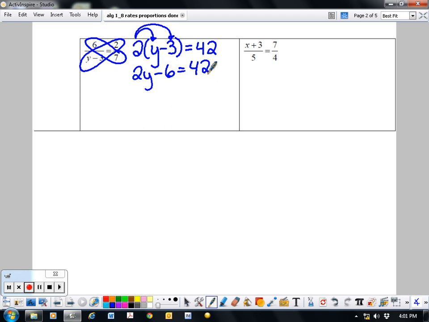And now we're back to all those two-step equations. I add 6 to both sides. I divide by 2. And y is 24.